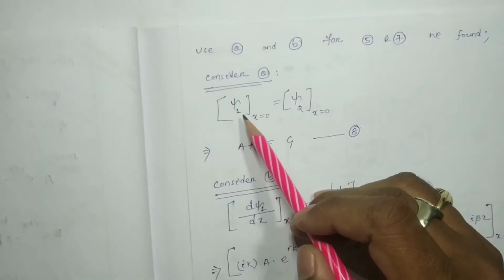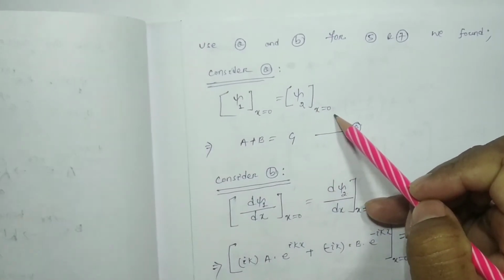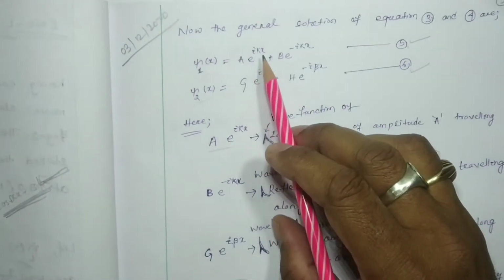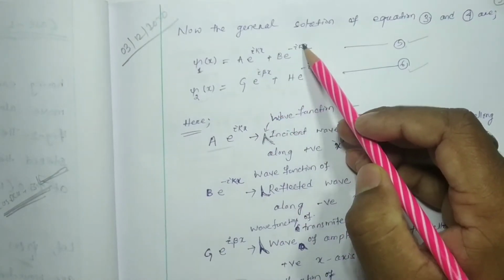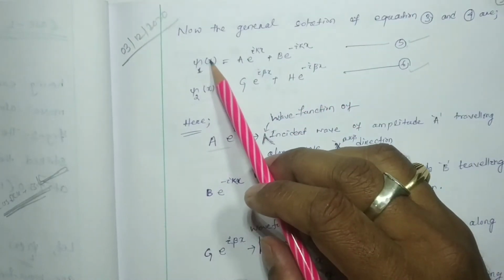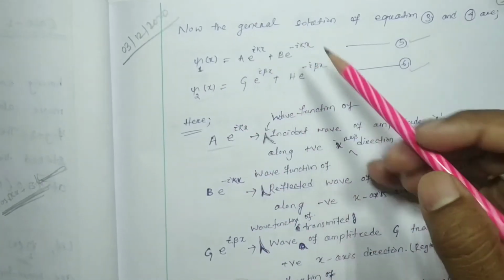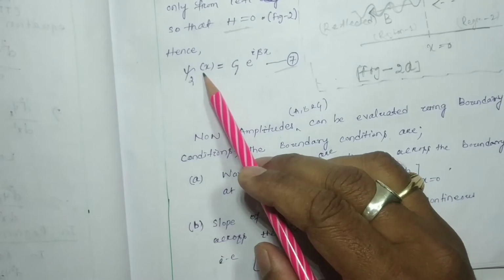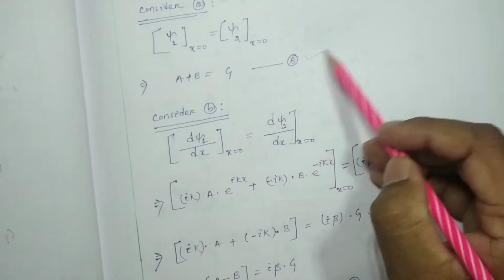Okay, so first we have to consider psi 1 at x equal to 0 equals psi 2 at x equal to 0. What are we going to get? At x equal to 0, if we put it in, then e to the power 0 equals 1. So psi 1 at x equal to 0 equals a plus b, which will be equal to psi 2 at x equal to 0, which is g. Okay, so a plus b equals g. Let it be equation number 8.